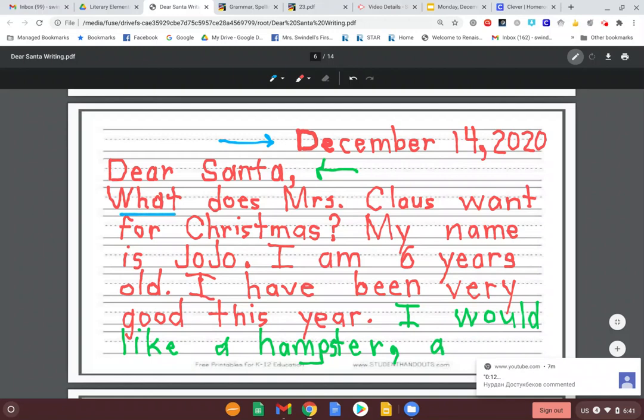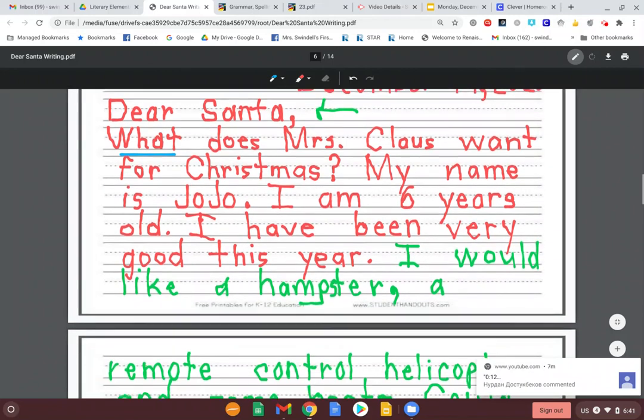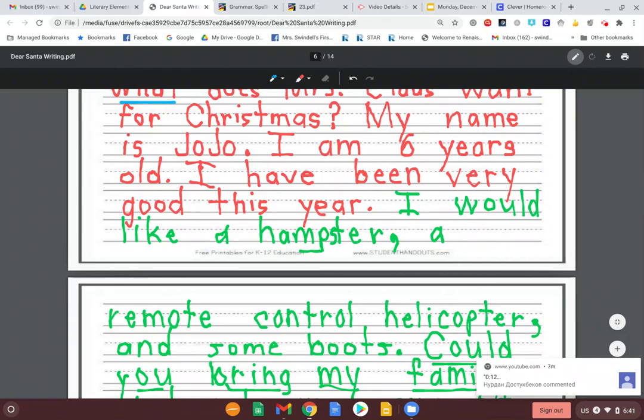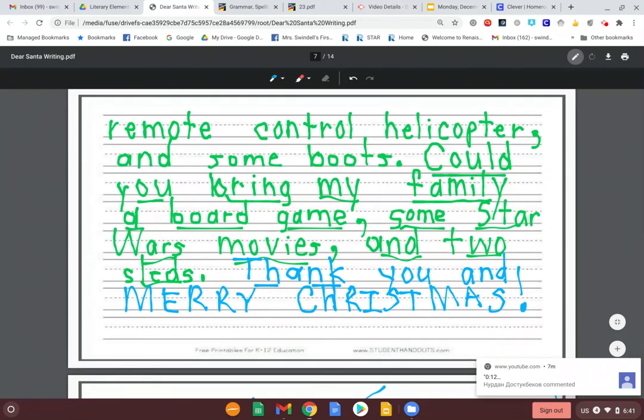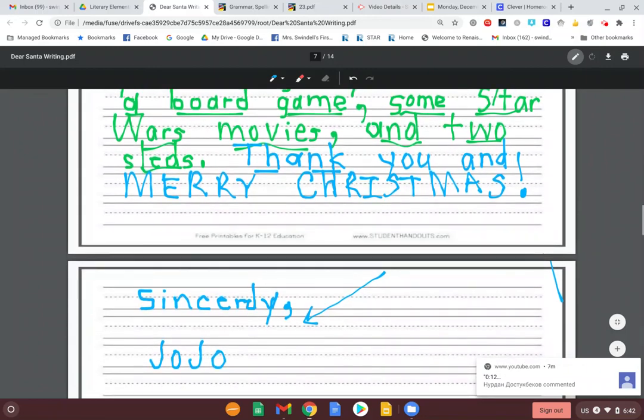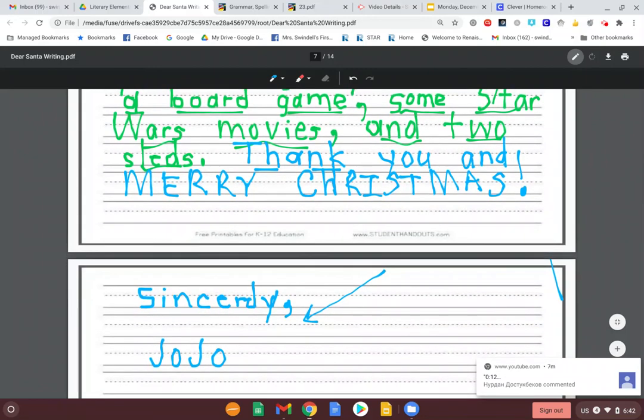Then I wrote, my name is Jojo, period. I am 6 years old, period. I have been very good this year, period. Make sure you get your periods. I would like a hamster, a remote control helicopter, comma, and some boots. Could you bring my family a board game, some Star Wars movies, and 2 sleds? Thank you and Merry Christmas. Sincerely, Jojo. Don't forget your salutation.